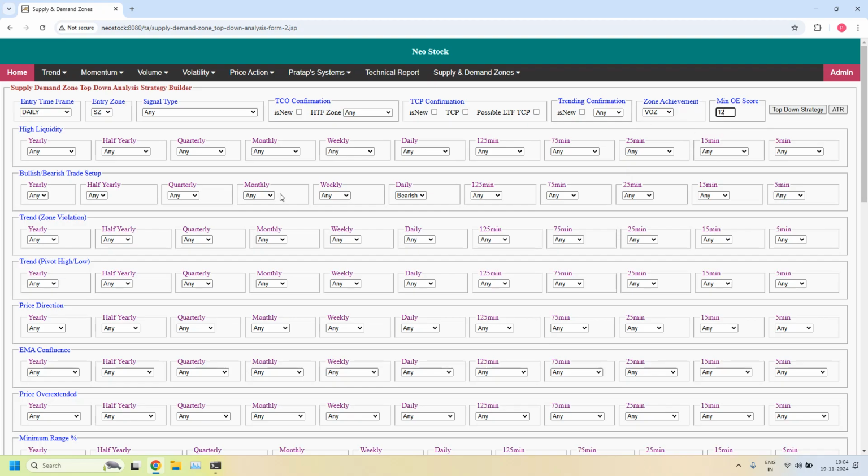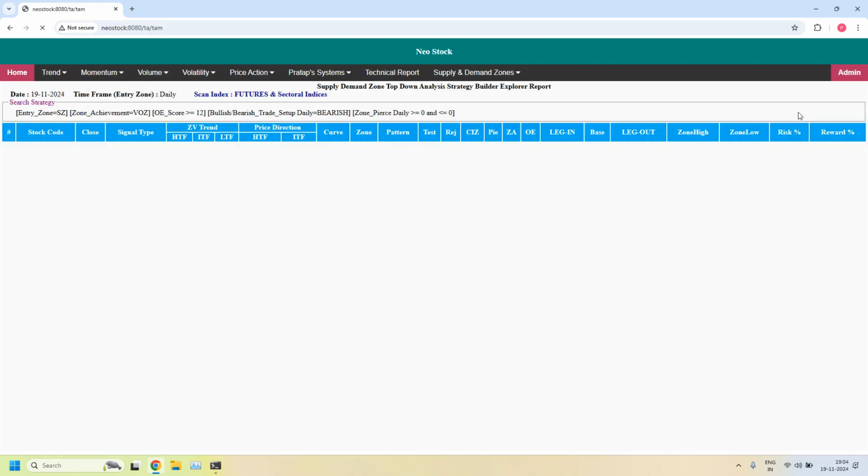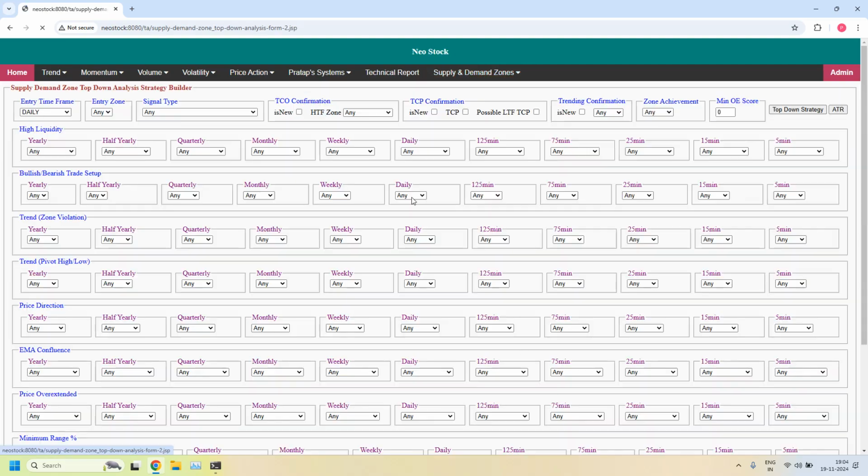All three filters are applied to daily supply zone, and we did not get any stocks. Currently no stocks are supporting bearish trade setup for monthly income trade. Okay, next bullish trade setup for weekly income trade. Entry time frame is 75 minutes, entry zone, demand zone. Bullish or bearish trade setup at 75 minutes, I am selecting bullish.